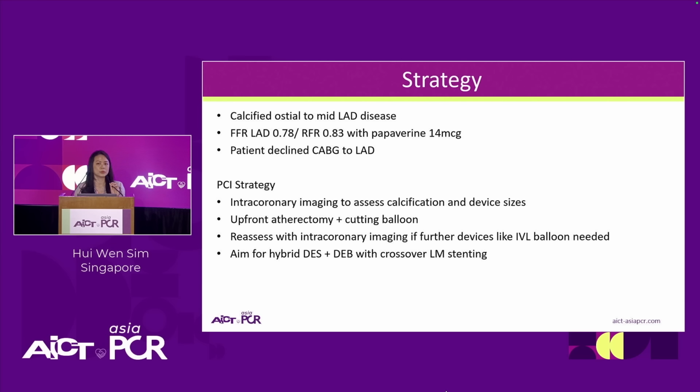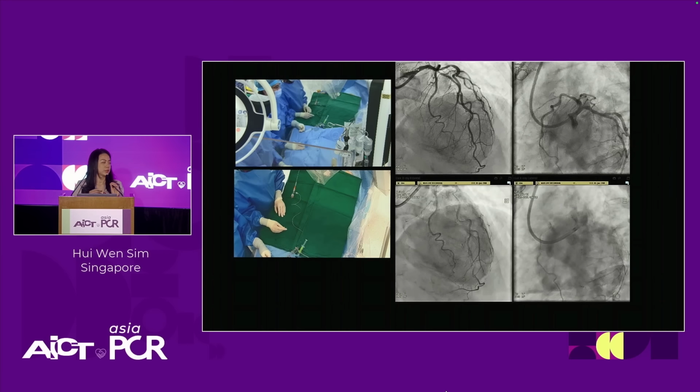We plan to go with radial access, 7 French. First, we will use intracoronary imaging to assess the calcification and to decide what device sizes we want to use. Because of the heavy calcification, as you can see on the angiogram and also the CT angiogram, we want to go for upfront atherectomy plus cutting balloon. Subsequently, we'll reassess and see whether further devices like an IVL balloon are needed. For this case, we aim for a hybrid DES plus DEB with a crossover stenting to the left main. Okay, so over to you, Mark.